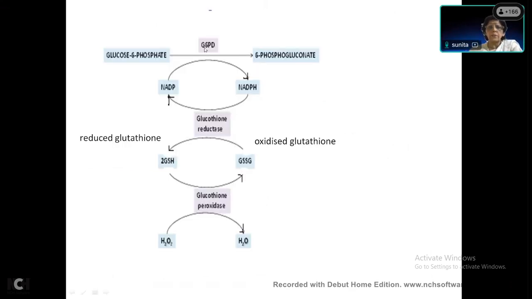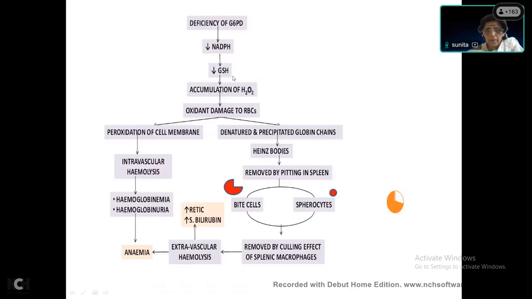Now, a brief about G6PD: it converts NADP to NADPH. It's a dehydrogenase, so it is removing hydrogen from here and adding it to NADP to form NADPH. This NADPH converts oxidized glutathione to the reduced form, and this reduced form neutralizes hydrogen peroxide to water. That is how it prevents injury to the cell. So when there is no G6PD, there is accumulation of H2O2, which causes damage to the RBC. It can cause complete damage to the cell membrane and can cause intravascular hemolysis.